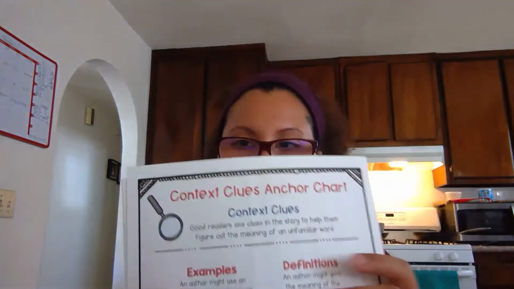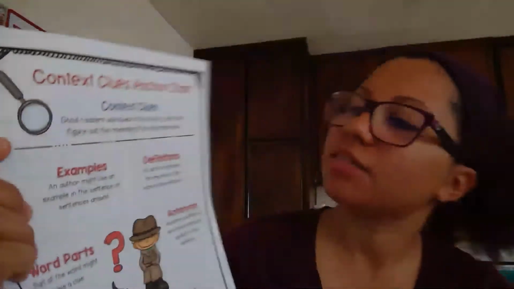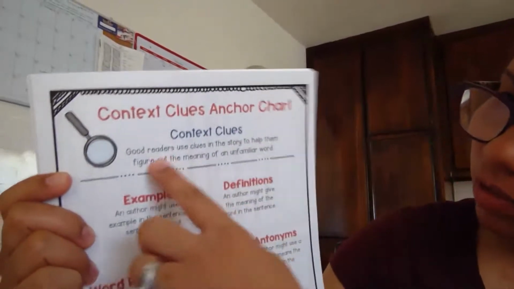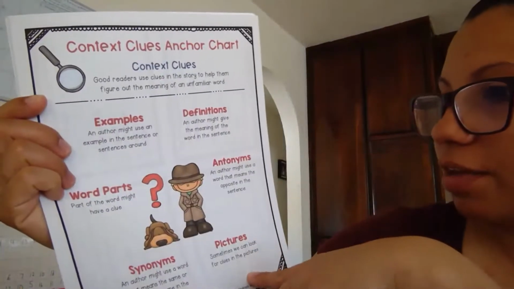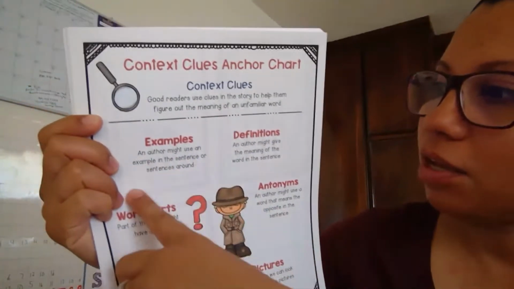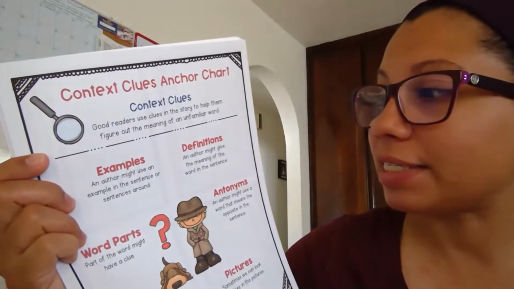Alrighty, so. Don't mind my little person. All right, so let's talk about context clues. Context clues are clues used in the stories to help readers figure out the meaning of an unfamiliar word. And we have 6 ways to figure out the meaning of a word using context clues. It can be an example, meaning like it being used inside of a sentence.